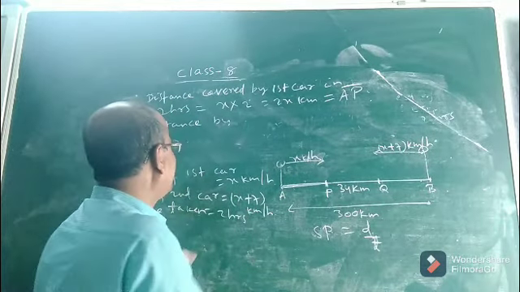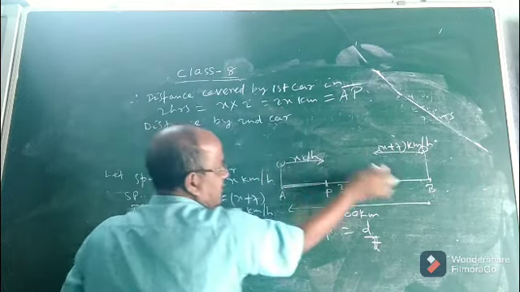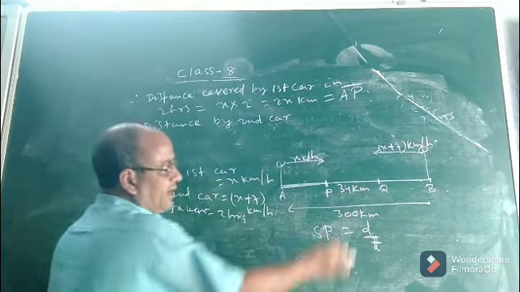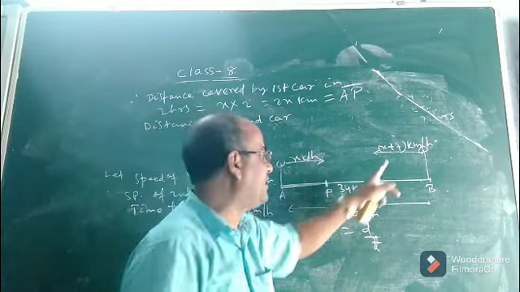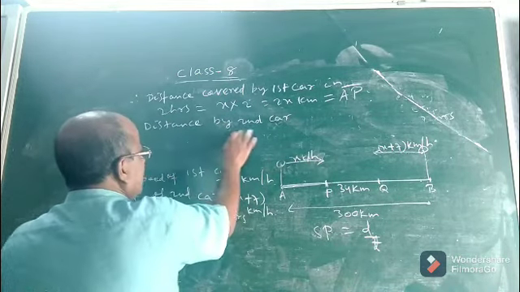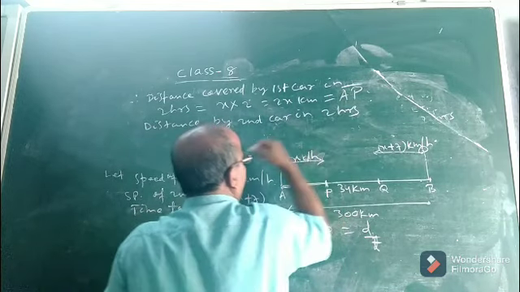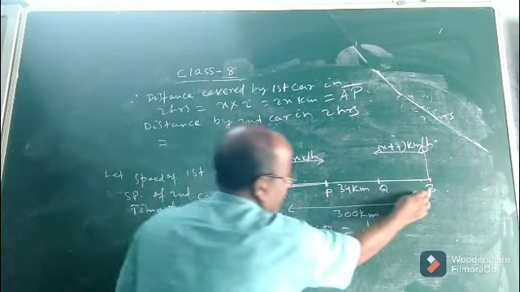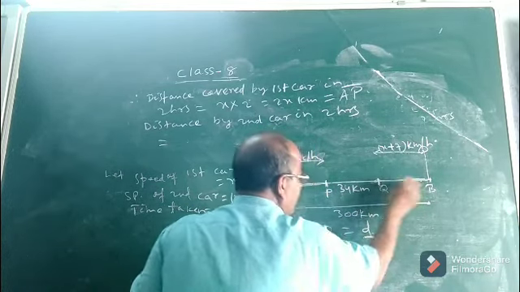Similarly, the distance covered by the second car, which leaves town B at a speed of x plus 7 km per hour. We know the speed and time. So what is the distance covered by the second car in 2 hours? After 2 hours, suppose it reaches Q. That means the length will be BQ.